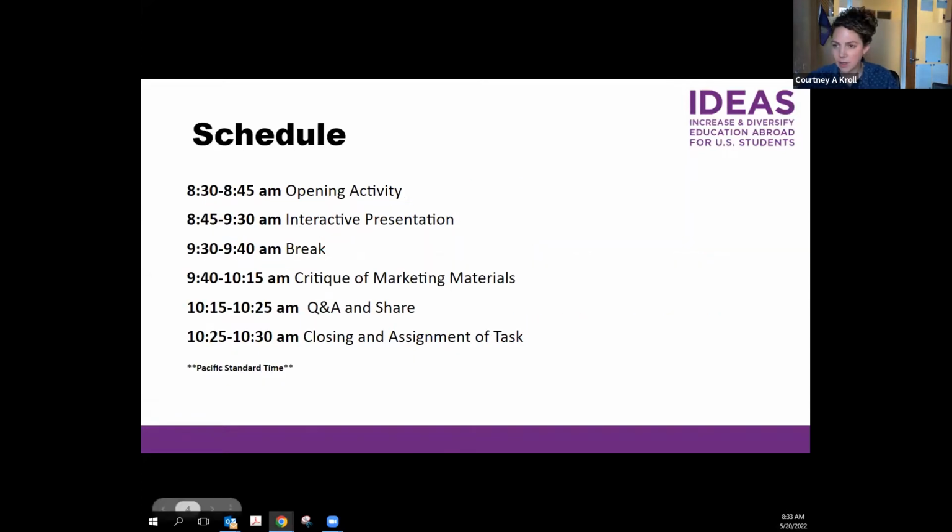So here's our schedule for today. We'll start with an opening activity, then move into our interactive presentation, have a short break, go into a critique of the marketing materials that we're going to provide for y'all, have a Q&A and a share out, and then our closing and assignment of tasks.